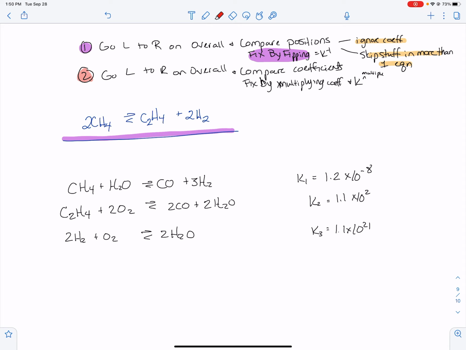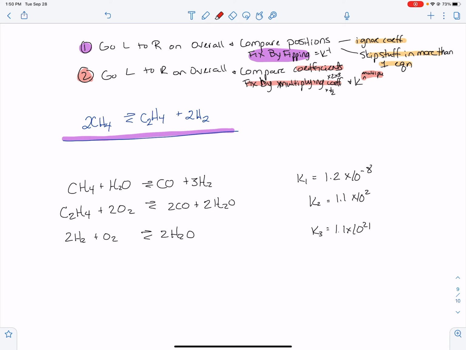Then we have our second step, and that's again to go left to right on the overall, and this time you're looking at the coefficients to see if they match. So you're going to fix any mix-ups with the coefficients by multiplying the equation by a new coefficient. So you could do times 2 or times 3, you can do times 1/2, all of those things. And then K, to fix it, is raised to whatever multiple you multiplied by. So it'd be like K raised to the 1/2 or K raised to the 2. So that's how we're going to do it.